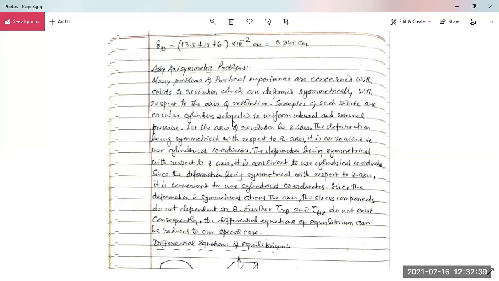In both these cases, as the cylinder is open, these stresses along the longitudinal direction do not exist, along with sigma z itself. Consequently, the differential equations of equilibrium can be reduced to a special case, so you do not have to consider z itself.